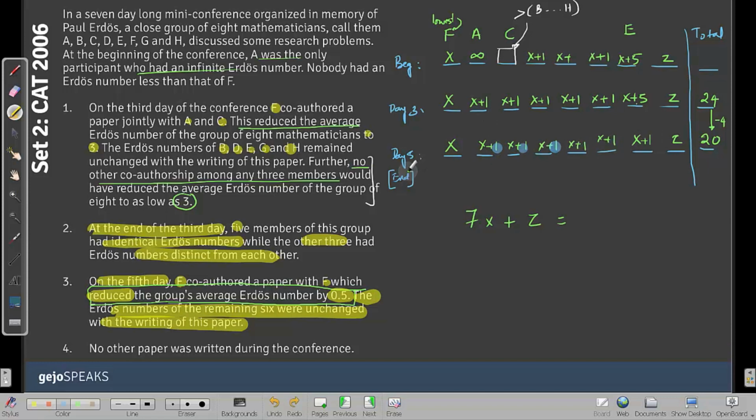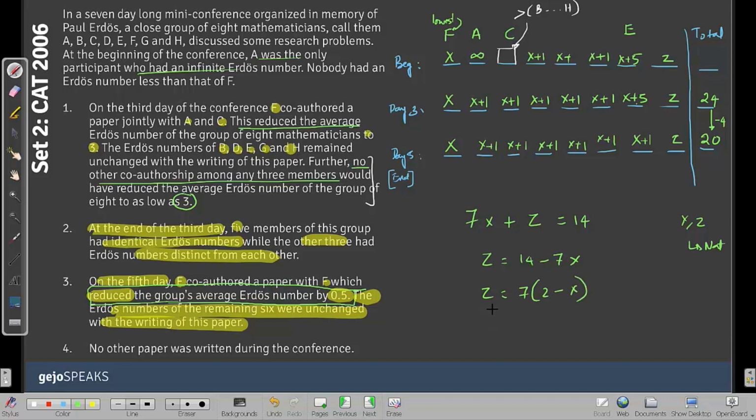So 20 minus 6 equal to 14. And please do understand x and z have to take natural number values. X obviously cannot take the value 0, because the only person who can have the value 0 is Mr. Erdos. And this is now a simple equation that you can solve. We can write z equal to 14 minus 7 times x, and z therefore equals, if we take 7 common, 7 times (2 minus x).